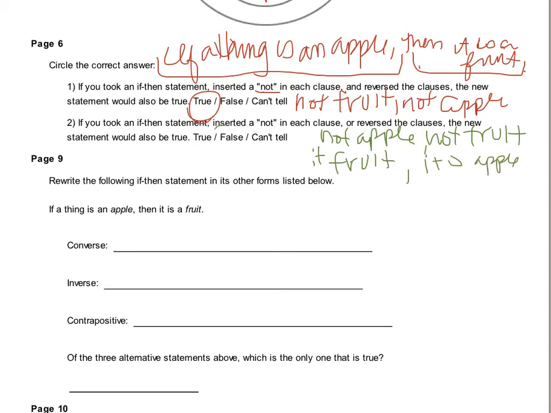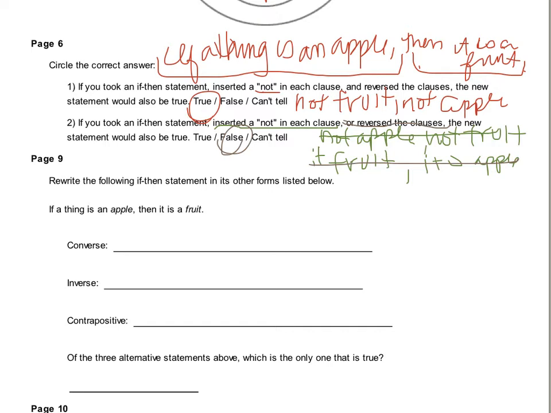So the first part, insert a not in each clause. So not an apple is not a fruit. Well, that's not necessarily true because you could have a strawberry and that's not an apple, but it is a fruit. So that wouldn't work. That's not going to be true. The second part said that you or reverse the clauses, which means you just switched them. And that would be if it's a fruit, it's an apple. So that means if you're holding something as a fruit, it has to be an apple. That's not true either, so that's false.